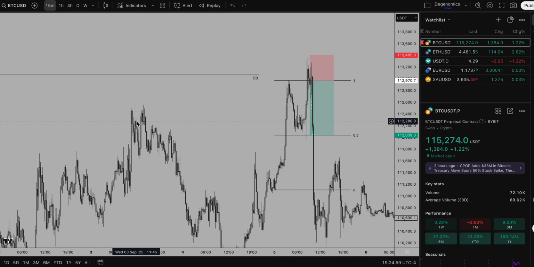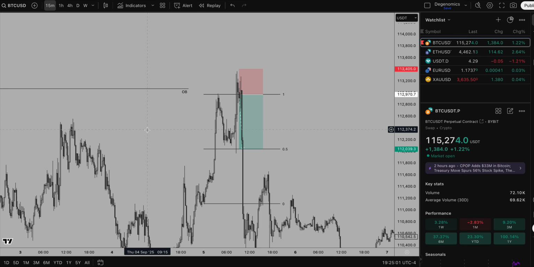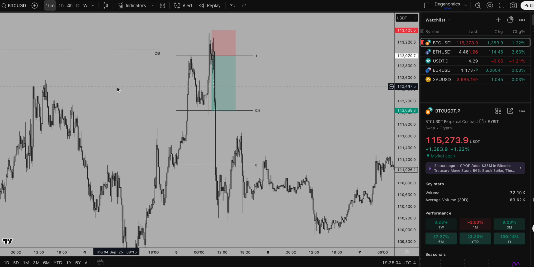Don't try to trade CRTs that form everywhere because they're not all high probability setups. But when you've got a CRT that happens at an order block, it's just the highest probability setup.